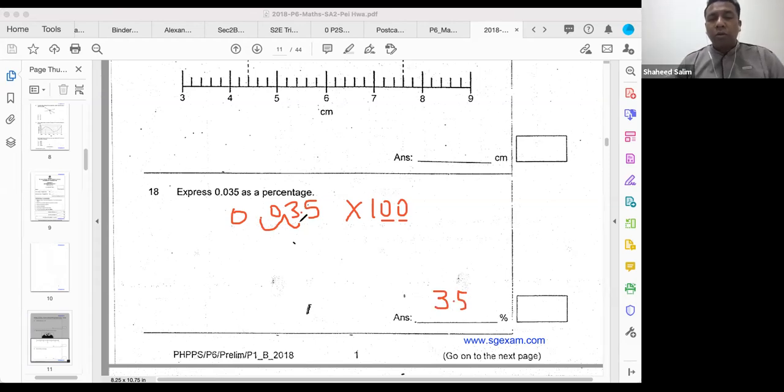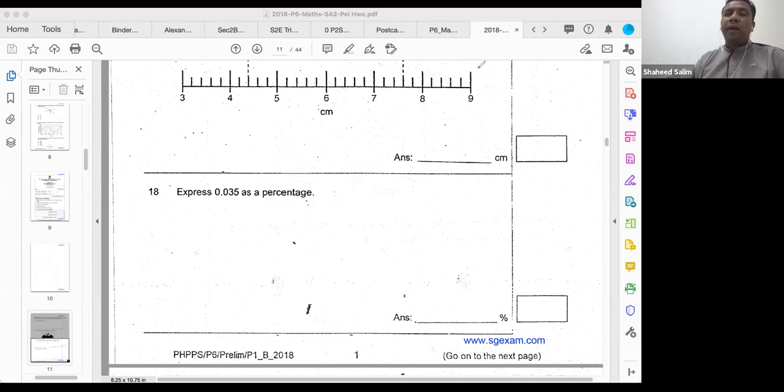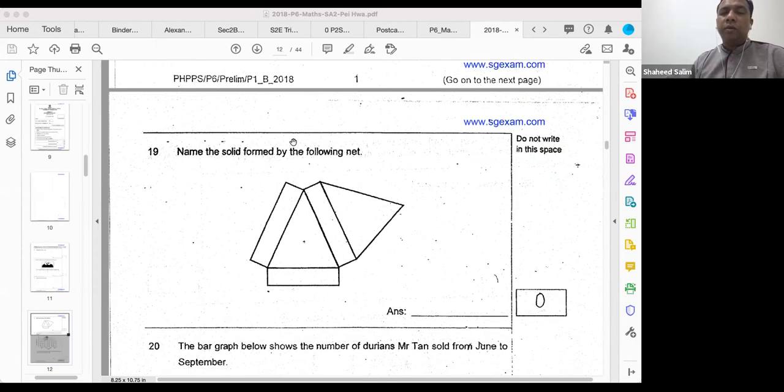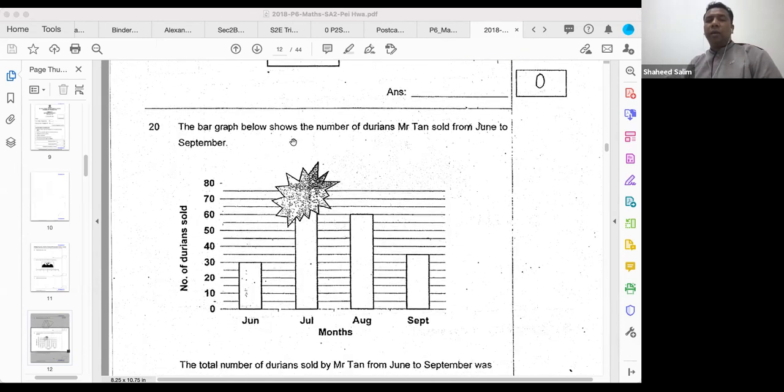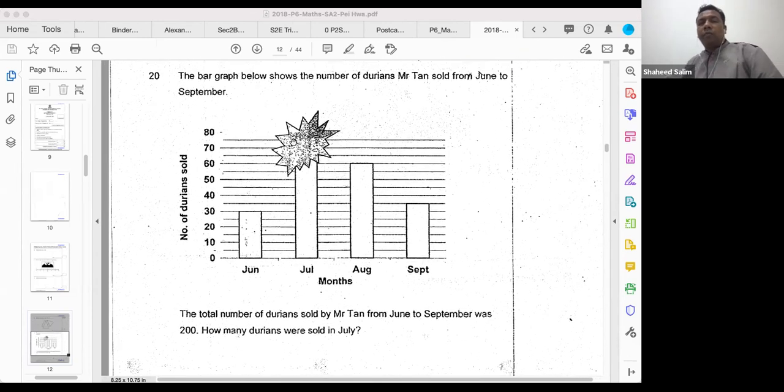If you do one more, that means you have got 3 zeros. No, we don't have 3 zeros. Percentage, you want to change to percentage, you times by 100 only. Okay, remember, any fraction or decimal you want to change to percentage, you times by 100. Net? Okay, we don't do net. We do this one now.